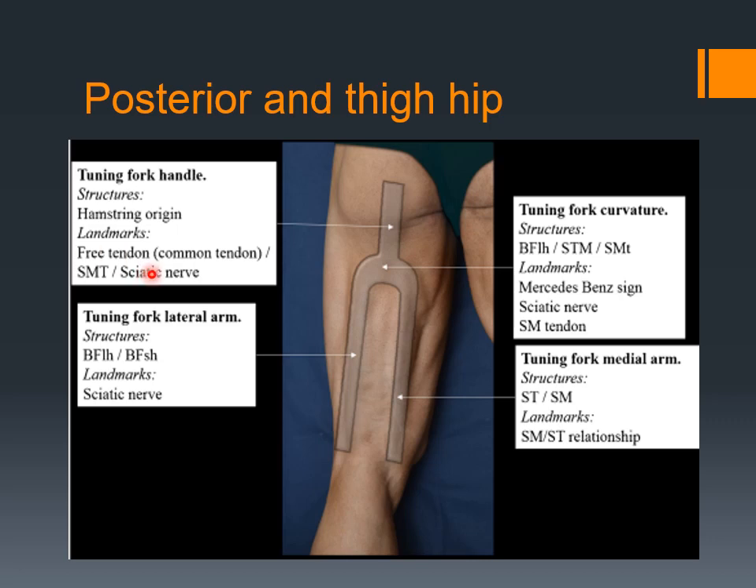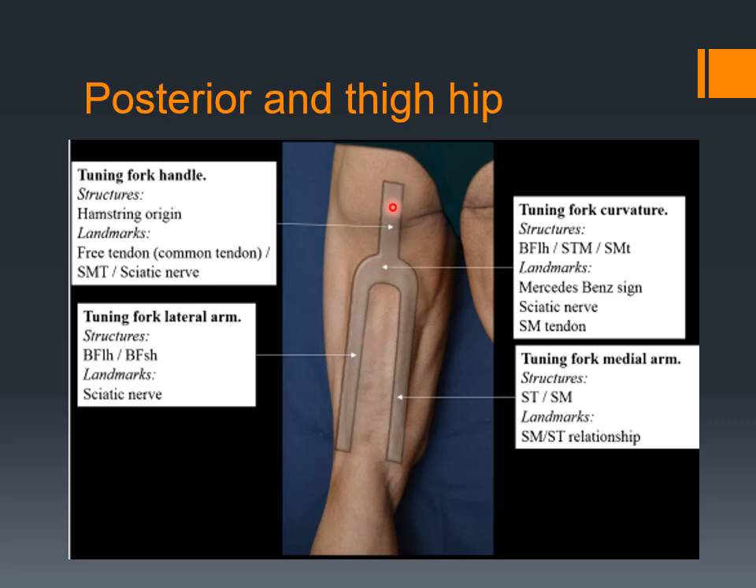Then moving to the examination of the posterior hip and thigh. The examination starts at the ischial tuberosity. Then we move in a tuning fork orientation for the examination of the posterior thigh muscles, which are the hamstring muscles.